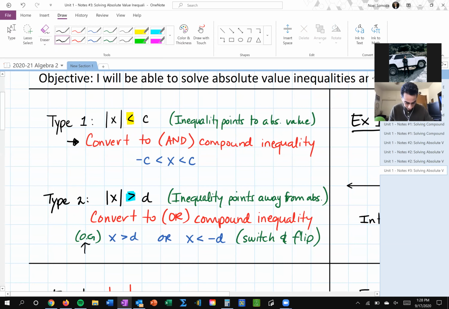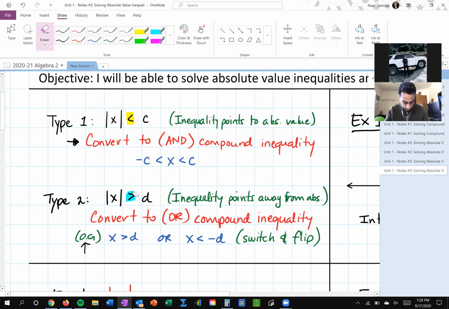So you see how it's just X greater than D? It's the same thing that you had above it, except the absolute values are gone. So you have just X greater than D. Or, and then the second inequality is one where you switch and flip, which means you're going to switch the inequality. So instead of pointing to D, now it's going to point to X. And then whatever the number is, you're going to put a negative in front of it. So it's a switch and flip. You switch the inequality and you flip the number from positive to negative. And that's basically what we do.